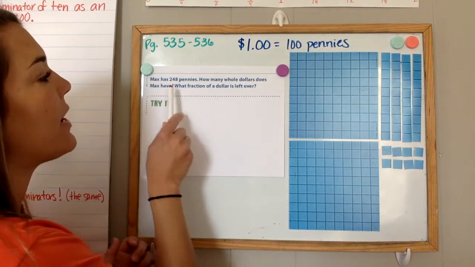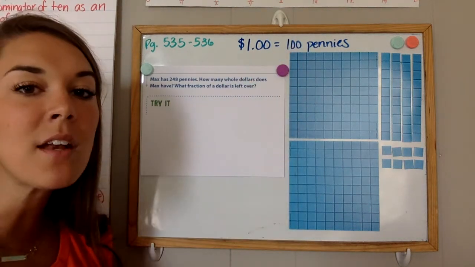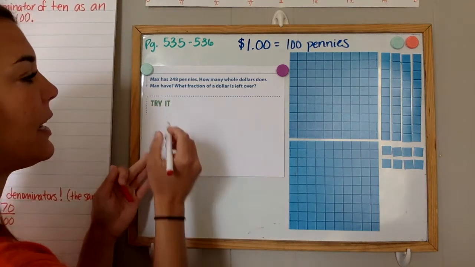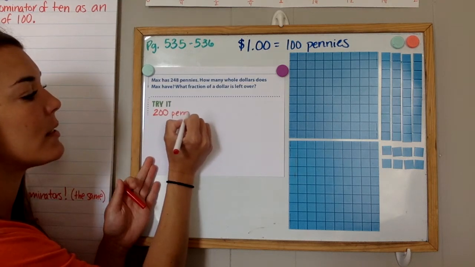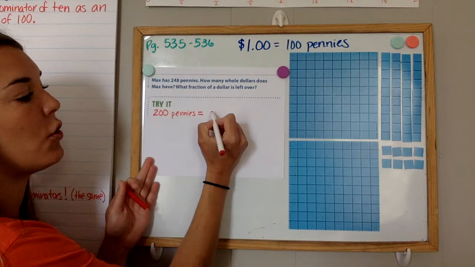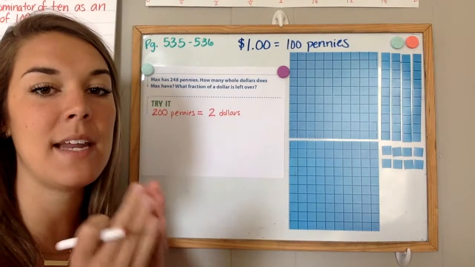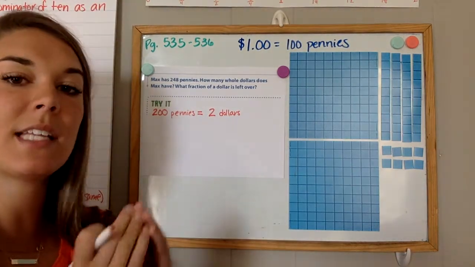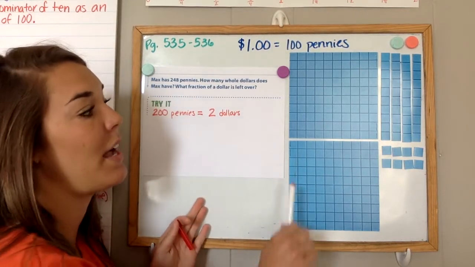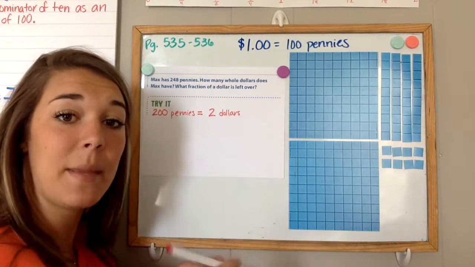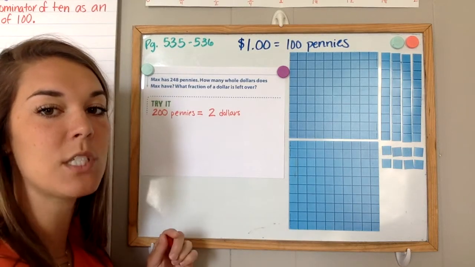So there's 200, right? I know $1 is 100. So that means 200 pennies, I'm going to write this, is equal to $2, right? If 100 pennies is $1, 200 pennies is $2. I can see this by my visual here, guys, right? If I put out my 248 pennies, how many wholes do you see? I have 1, 2, right? So I would have $2.